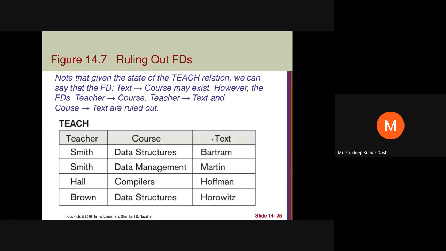Suppose course is T1x. Suppose this is X column, this is Y column. So what is T1x? What will be the value of T1x?